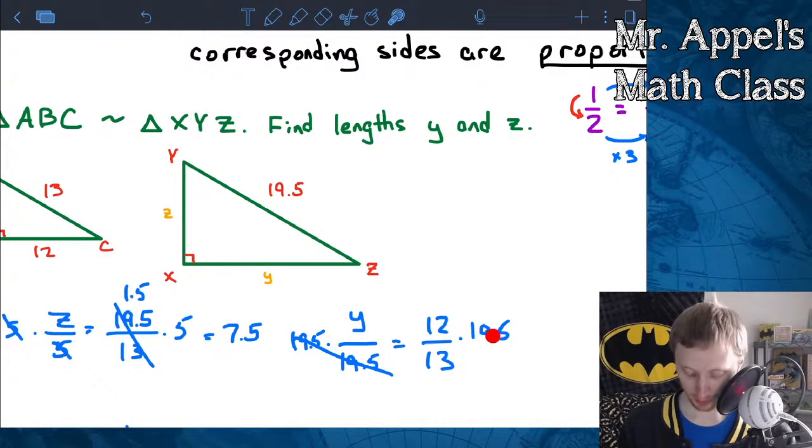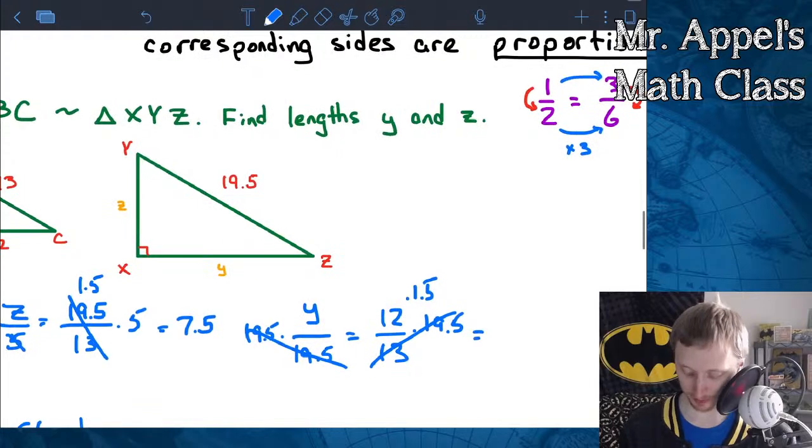So again, 19.5 divided by 13, I know that part is 1.5. And so 1.5 times 12, half of 12 is 6, plus the 12 again gives me 18 for Y. Questions on how we did that one?